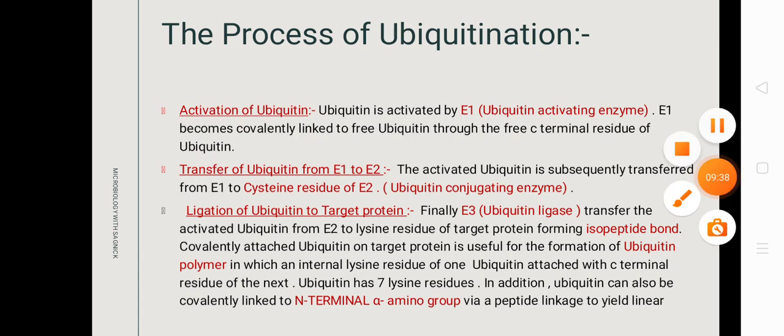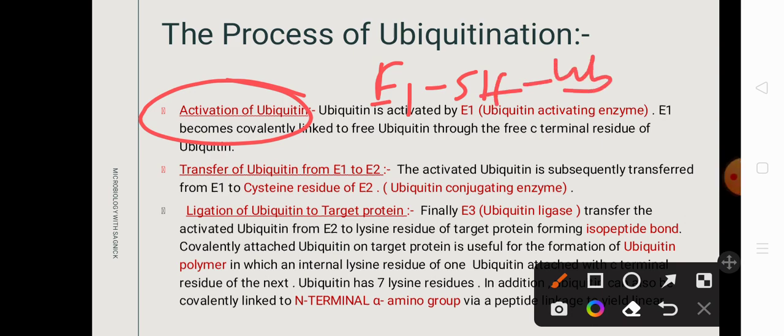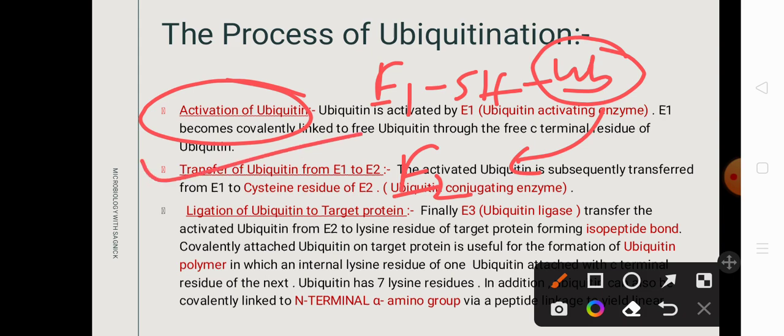Once again, first of all, the E1, that is ubiquitin activating enzyme, will interact with the free C terminal end of the ubiquitin, right? That is how activation occurs. Then transfer of activated ubiquitin to the cysteine residue of E2 occurs. That is the transfer of ubiquitin. Then ligation occurs, where E3 will take that ubiquitin from the cysteine residue of E2 and deliver it to the lysine residue of the target protein, right?